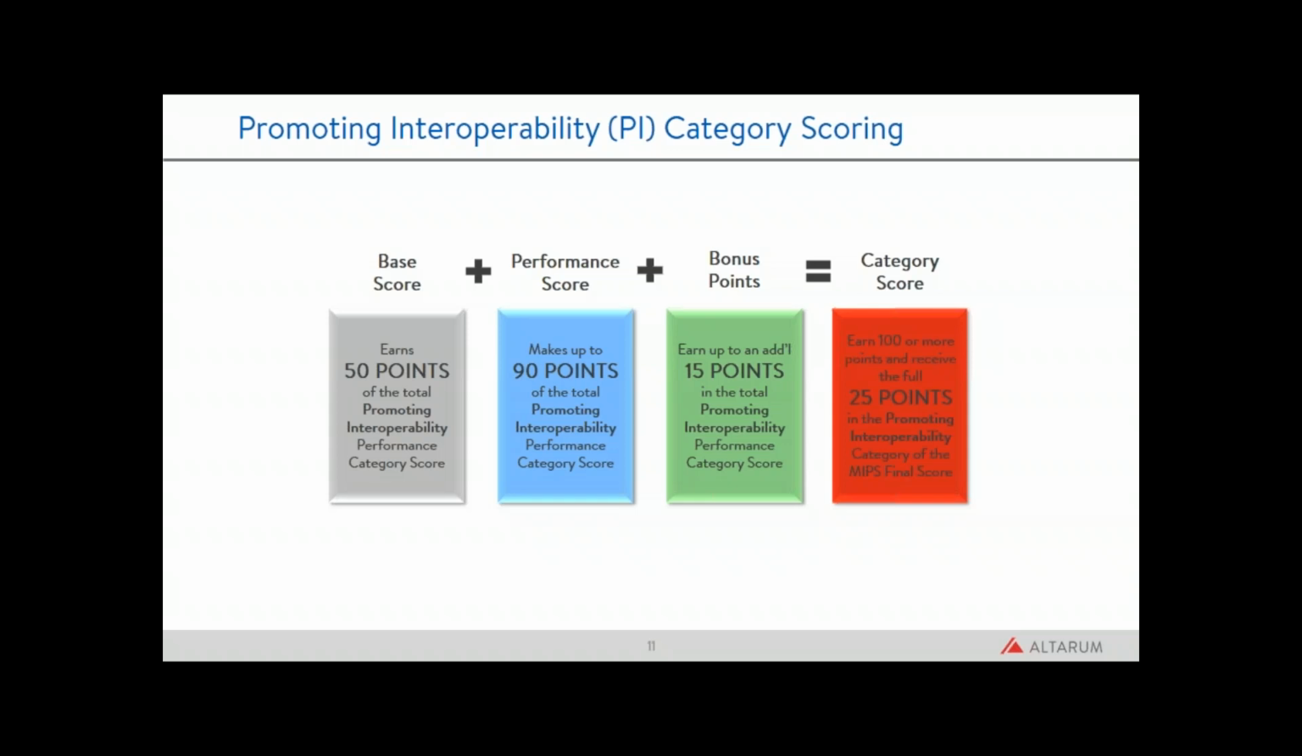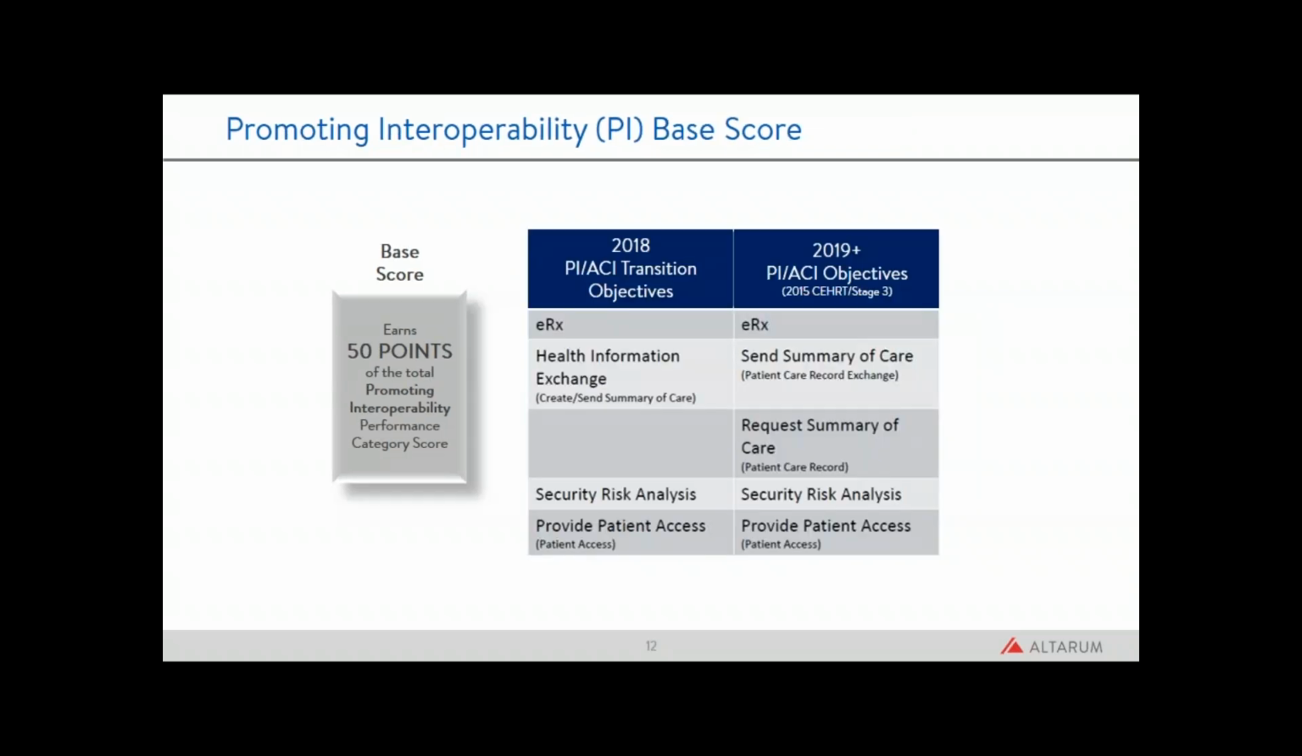So in PI, we've got some different components here. We have the base score that's worth 50 points. We've got the performance score, which is worth up to 90 points. And then we've got some opportunities to get some bonus points, up to 15 bonus points in the category. All of that goes together to create the performance category score. You max out at 100 points. As you can see there, there's actually 155 points that are available under this model. So you could lose out on a third of the points and still do okay. If you get that 100 points, you get the full 25 points towards your MIPS final score.